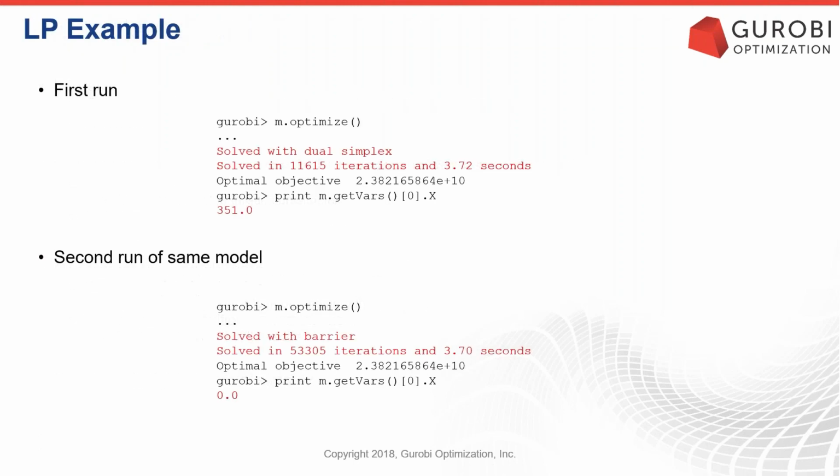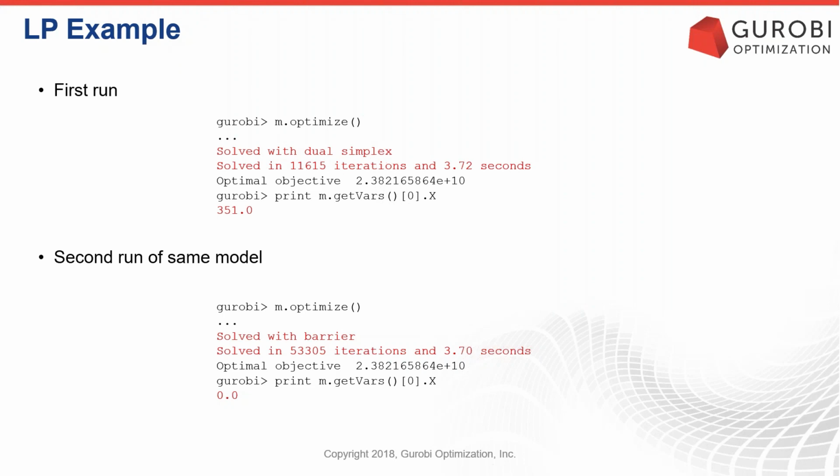We have an example here. For example, we use non-deterministic concurrent for LP. So we call the optimize function, and in the first run, it solves with dual simplex, and it takes 3.75 seconds. The optimal objective is printed, and if you query a certain variable, you get a value. But if you run the model on the same machine a second time, barrier is fastest, and the solution is slightly different.